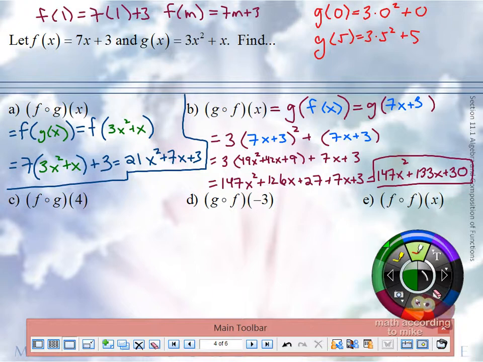C. C references what other part that we've already done? A. Because notice the function's name is f of g. Well, f of g of x is 21x squared plus 7x plus 3. So how would we find f of g of 4? Plug 4 in. 21 times 4 squared plus 7 times 4 plus 3. 367.